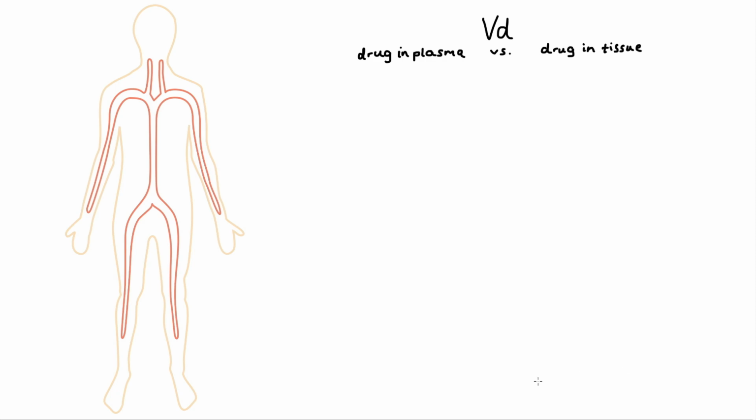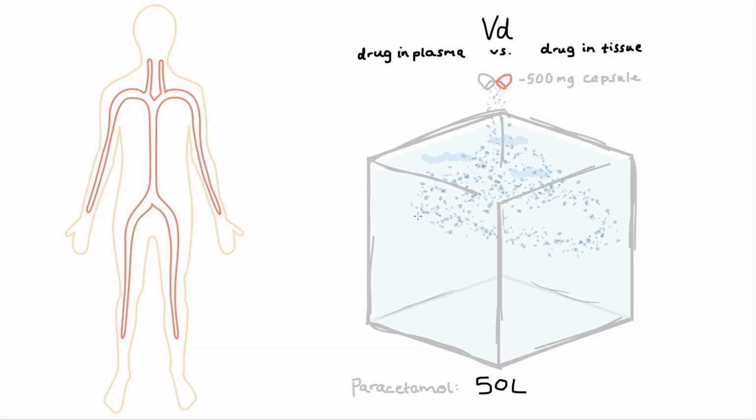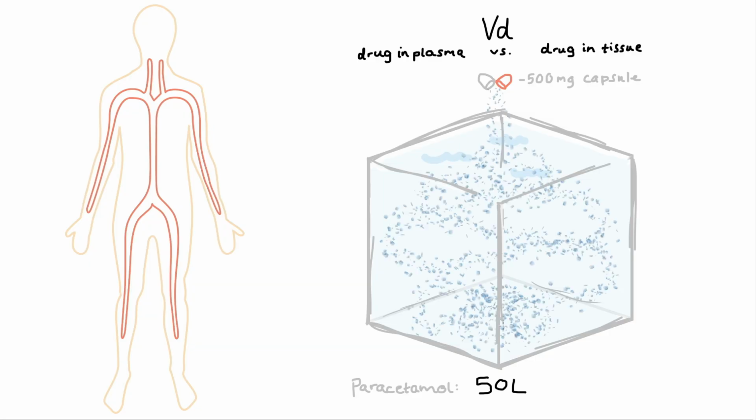So it's usually given as a number of litres. For paracetamol, it's around 50 litres. So here we've got a 50 litre box filled with water. We're going to crack open this little 500 milligram capsule of paracetamol and empty it in. If that paracetamol then spread out perfectly evenly, we'd have 500 milligrams across 50 litres, or 10 milligrams per litre.